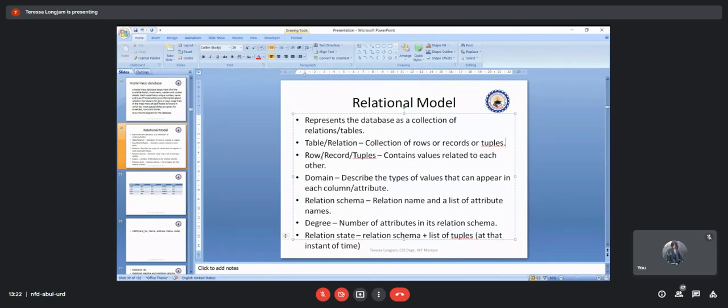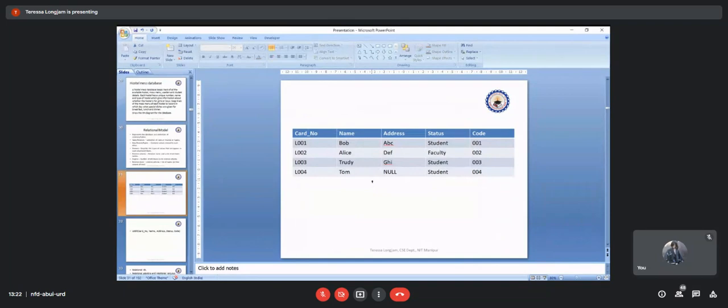And the rows contain values related to each other. This is obvious, isn't it? Here I have shown the same example. This is a user relation for the library management system. For the particular user relation, these are the headings of the columns, isn't it? But here, these are the attributes.